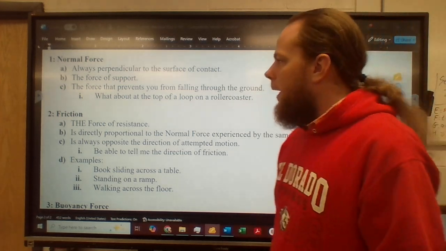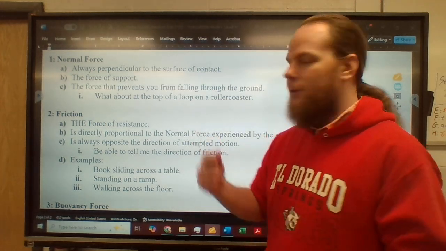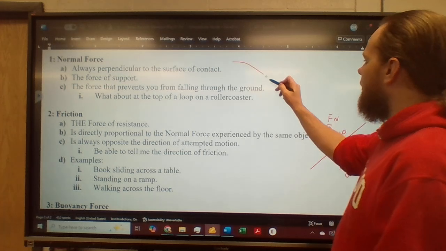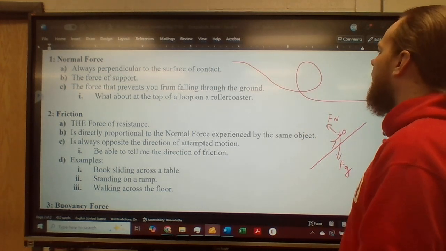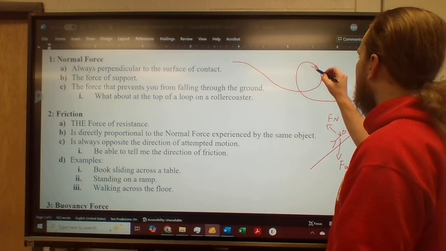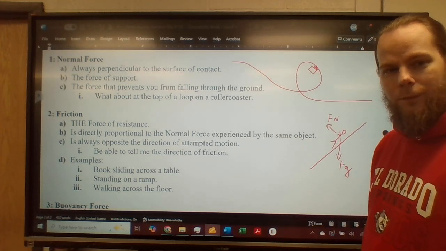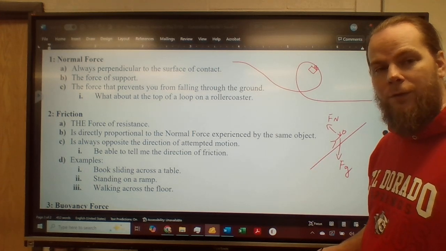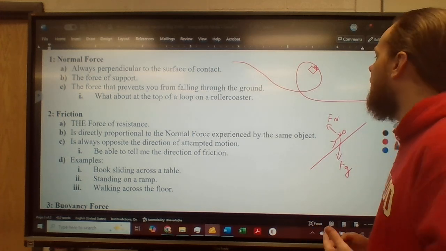Okay, got it. Now, what about on a roller coaster when you're up at the top of it? Okay, so we're on a roller coaster. We go through a loop and then continue on our way. When you are here, what direction is the normal force? Well, it's perpendicular to your surface of contact, specifically towards you from the surface of contact.